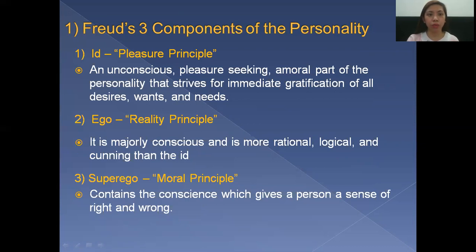The second component is the ego, which is in line with the reality principle. It is majorly conscious and is more rational, logical, and cunning than the id. The ego satisfies the demands of the id only in ways that will not lead to negative consequences. The third component is the superego. This is in line with the moral principle because it contains the conscience which gives a person a sense of right and wrong. The superego develops as a preschool-aged child learns the rules, customs, and expectations of the society.